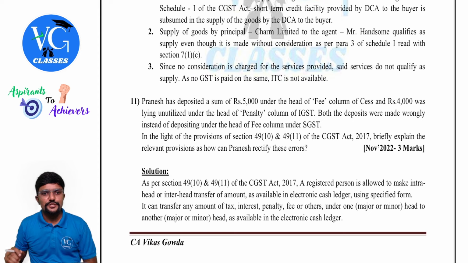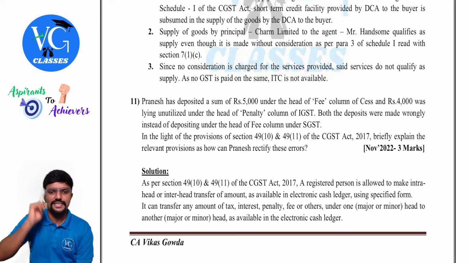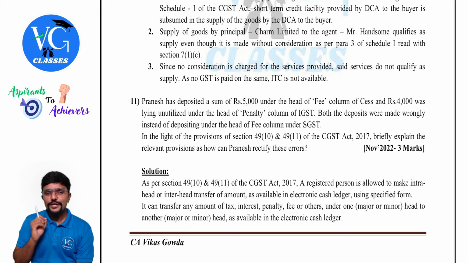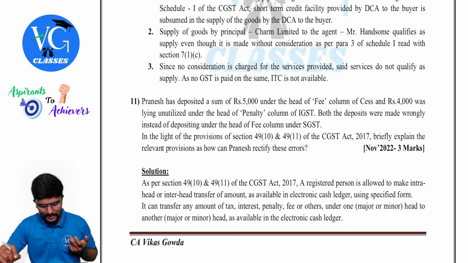Friends. Next, 11th question. Pranish has deposited a sum of 5,000 under the head fee column of cess and 4,000 was lying unutilized under the head penalty column of IGST. Both the deposits were made wrongly instead of depositing under the head of fee column under SGST. In the light of the provisions of section 49 subsection 10 and subsection 11 of CGST Act 2017, briefly explain relevant provisions as how can Pranish rectify this errors.